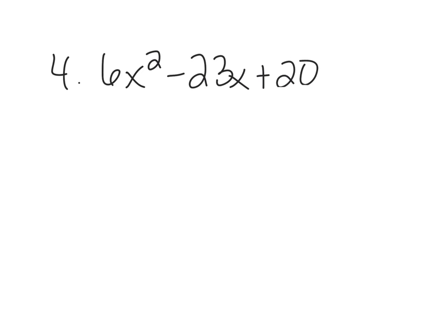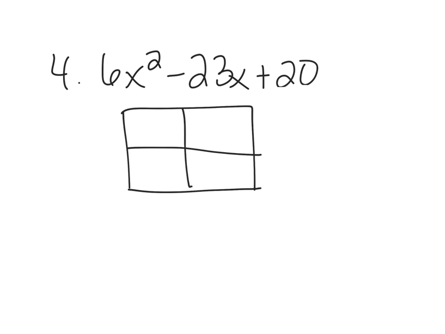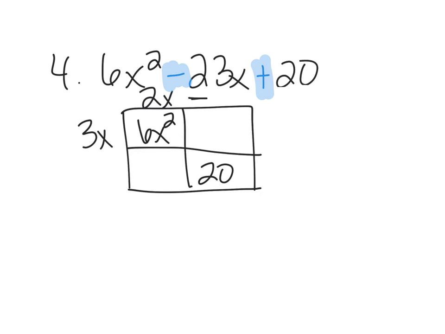But once we start trying, as you see, you eliminate some things and you get a direction. When I first start out, I just pick factors. So let's do 3x and 2x. And for 20, let's do 4 and 5. Since the 20 is positive and the middle term is negative, I know that both of my factors have to be negative.